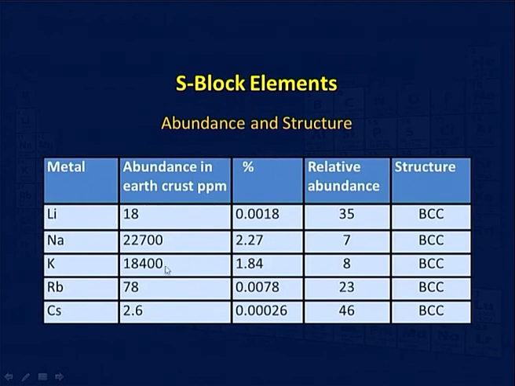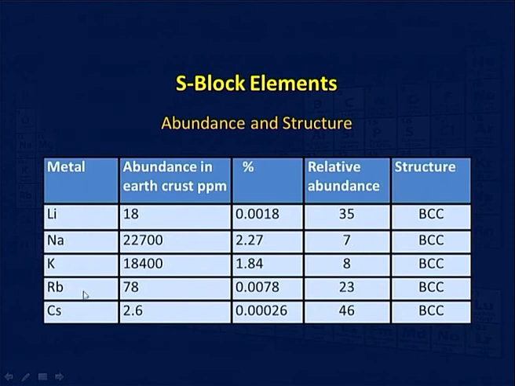Now coming to the abundance. Lithium exists as 18 ppm in the earth crust and its relative abundance is 35, and sodium and potassium have a relative abundance that is quite high, you can see here 7 and 8.